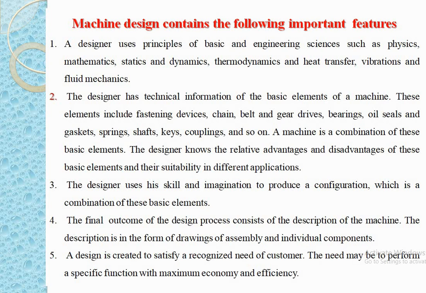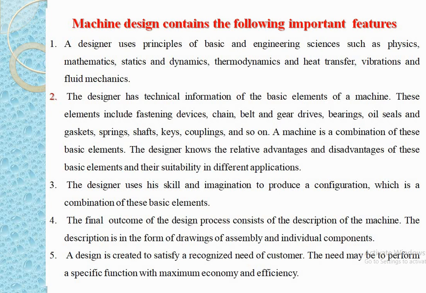Now the second feature is the designer has the technical information of the basic elements of a machine, as we have defined in the definition. These elements include fastening devices, that is nuts, bolts; power transmission elements, chains, belts, gear drives; bearings, oil seals and gaskets, springs, shafts, keys, couplings. Through all these elements we are designing a machine component, that is the basic elements of the machine component.